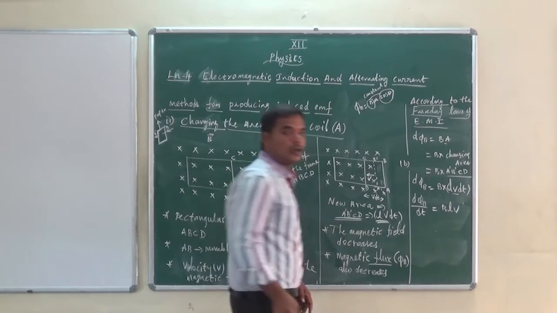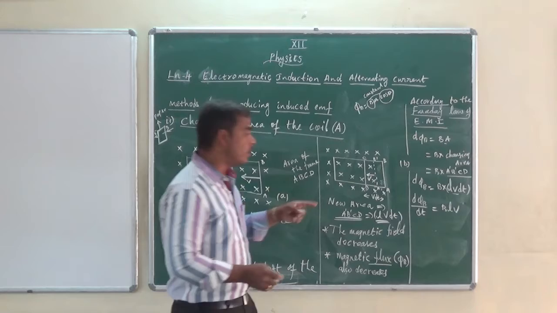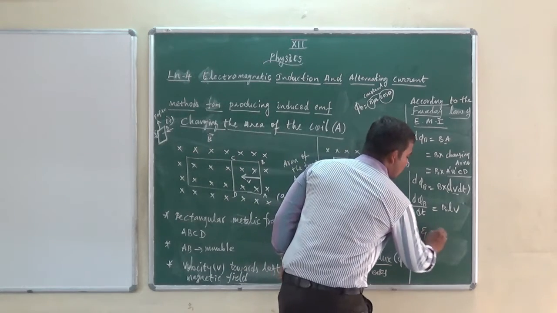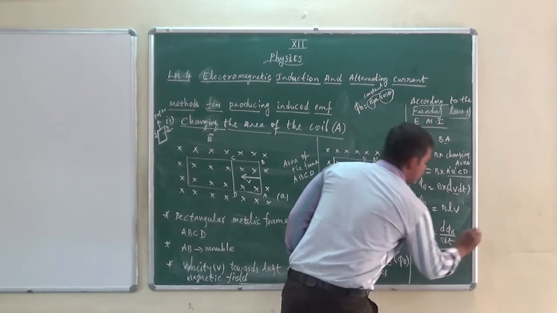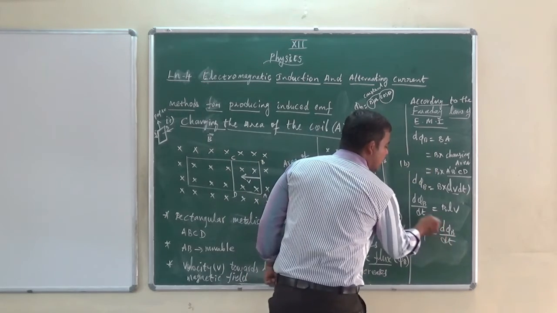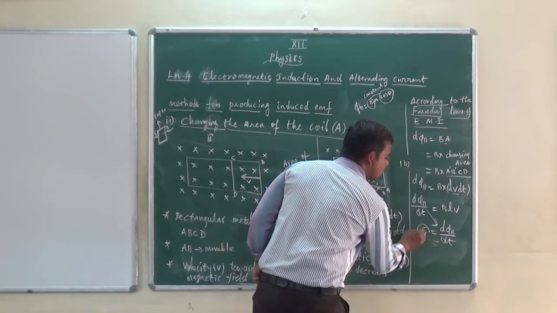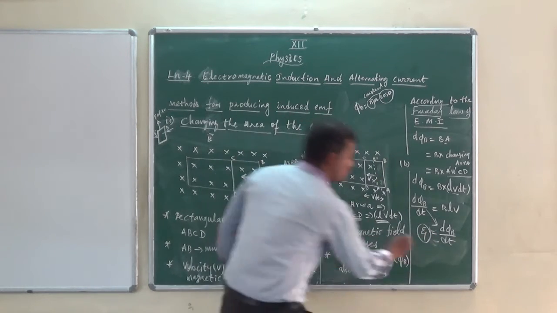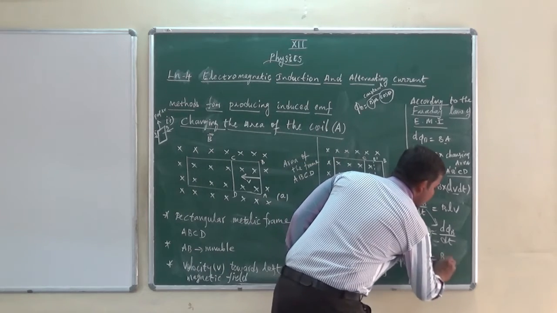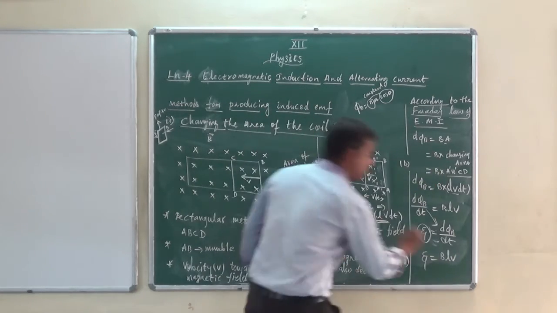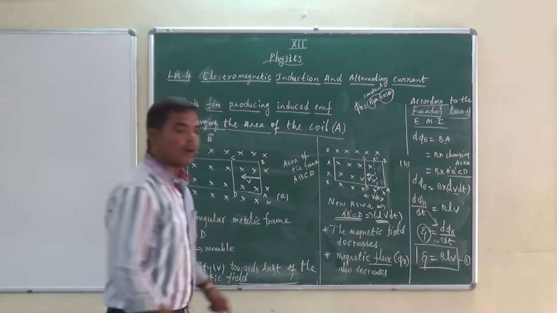What have we changed? The area is going to be changed. Due to the area change, what are we producing? Induced EMF. We already know that EMF equals dφ by dt. Now substitute in this dφ by dt. We substitute in this induced EMF. So induced EMF ε equals the right side of the equation, B l v. Consider this as equation 1. This equation 1 is our required equation.